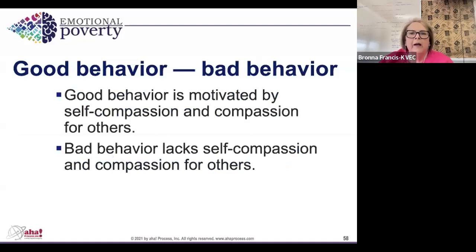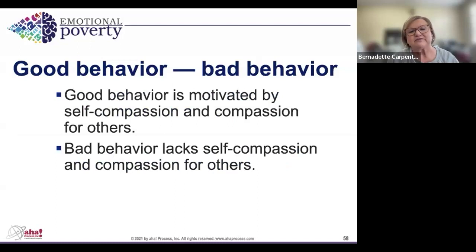So good behavior, bad behavior. Good behavior is motivated by self-compassion and compassion for others. I believe that. You believe that? Yes, and we talked about that the other day. If you don't have compassion for others, then you're going to act out because you're not going to really care what other people think, or you're not going to feel sorry if you hurt their feelings or whatever. So compassion is a very important part of life, I think.